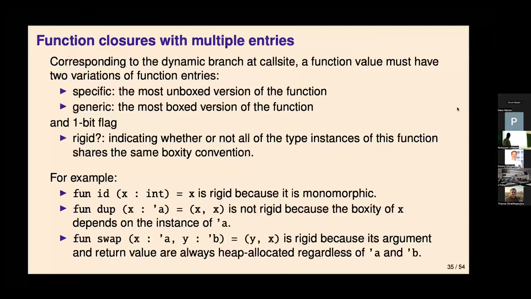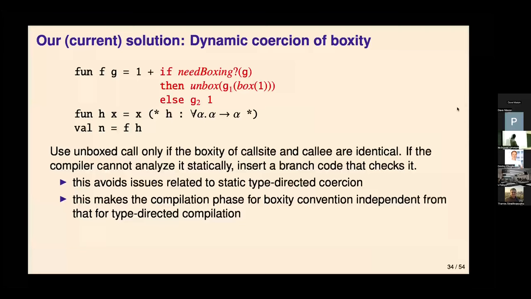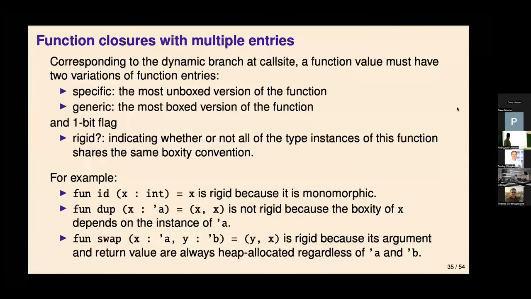To implement this strategy, we introduced the notion of specific calling convention, generic calling convention, and the rigid flag into the function type. The rigid flag is the key item of this approach, and the needs-boxing primitive is implemented as a reference node. This flag indicates whether or not all of the type instances of this function share the same boxing information. For example, this function takes an integer and returns an integer, so it is rigid because it's monomorphic. And this function is not rigid because alpha can be integer or string, and therefore the instances of this function do not share the same boxing information.